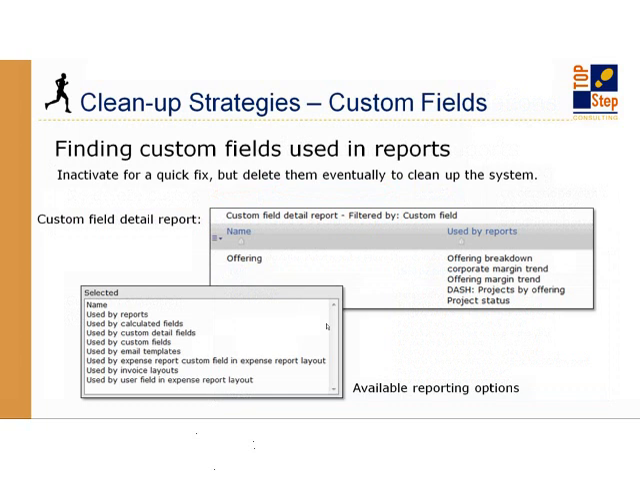So again, same type of report. It's a custom field detail report. You can report on not only used by reports, but anywhere else in the system it's being used. Might be using calculated fields, custom detail fields, email templates, etc. There's the full list. But at least you can find everywhere in the system that that custom field is used, remove it from all those places, and then you can actually delete it.